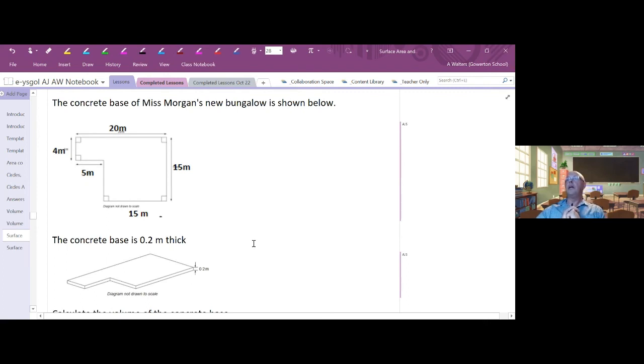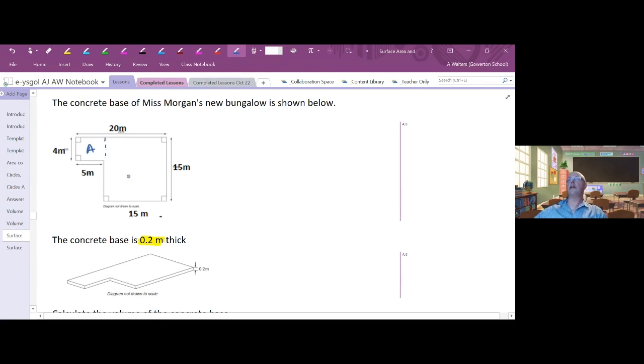Okay. A concrete base for a bungalow. So this is where we work out the area, the floor space of the bungalow first, and then we multiply it by the thickness. The thickness is 0.2 meters thick. So everything's in meters. So if you wish to try it, you can try it first. I'm going to show you what I would do.